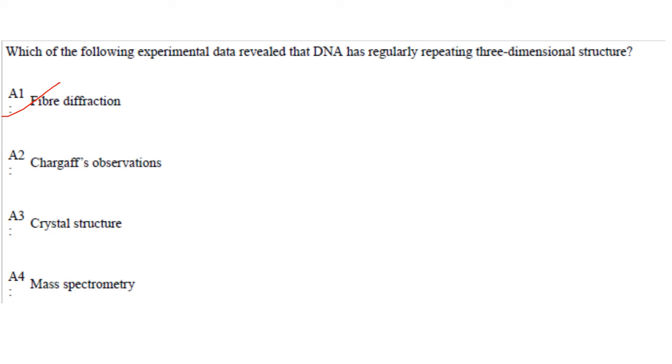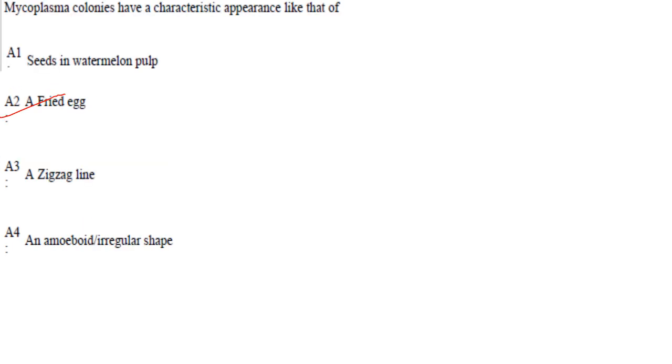Which of the following experimental data revealed that DNA has regularly repeating 3-dimensional structure? So it is through fiber diffraction. Answer is option 1. Next one.